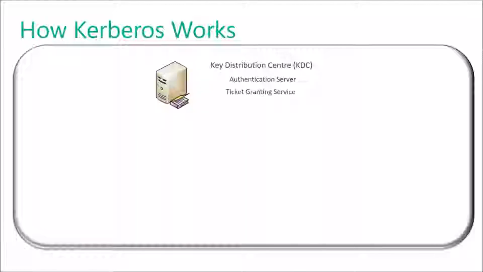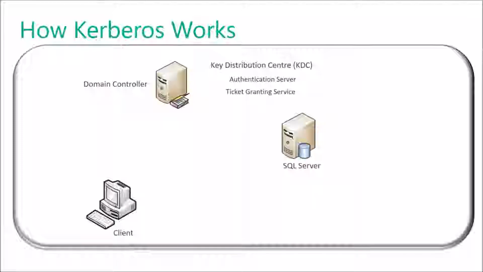There are three components to Kerberos. We have a key distribution center, which has two parts, an authentication server and a ticket granting service. And in Windows, this is the domain controller. We need a client and a server that the client wishes to connect to. The user enters his login name, password and domain, and the client passes this to the authentication server for verification.